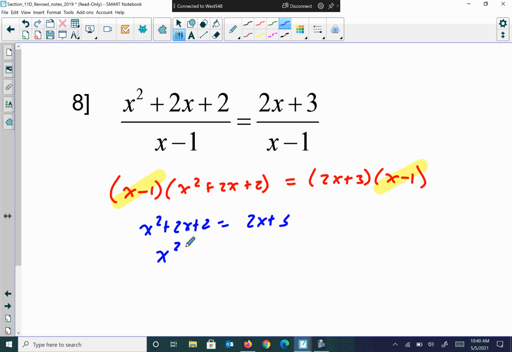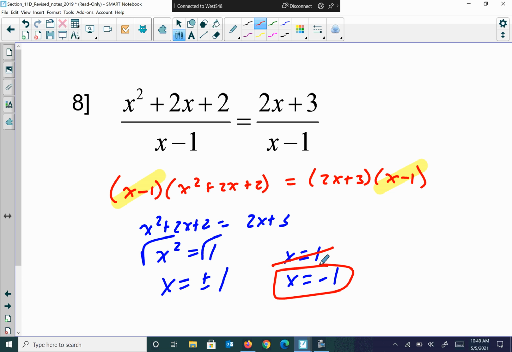Subtract 2x from both sides, so I get 0. Subtract 2 from both sides, so I get 1. Root x equals plus or minus 1, which is the same thing as x equals 1 and x equals negative 1. Which one of those does not work? Positive 1 doesn't work because if I plug it in, it gives me a division by 0. So there's our answer. Again, that's called an extraneous solution. It's a solution that you get that doesn't work.